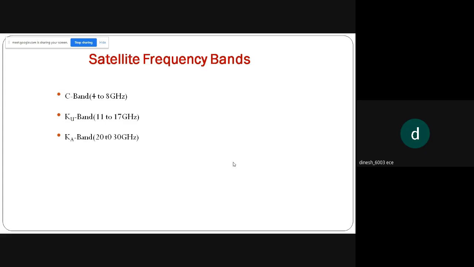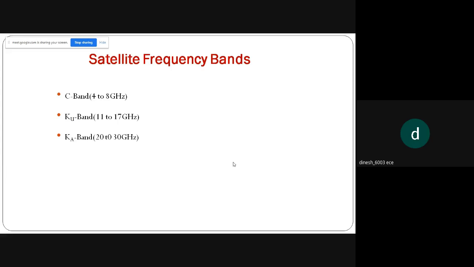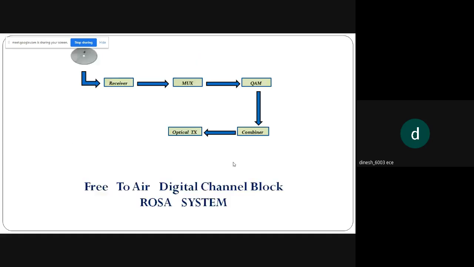So what are the satellite frequency bands used for digital video broadcasting? They are C band, 4 to 8 gigahertz, Ku band, 11 to 17 gigahertz, and Ka band, which is 20 to 30 gigahertz, the frequency bands for DVB systems in satellite.